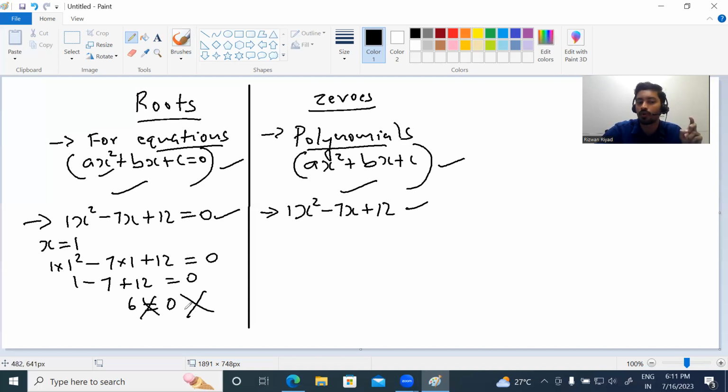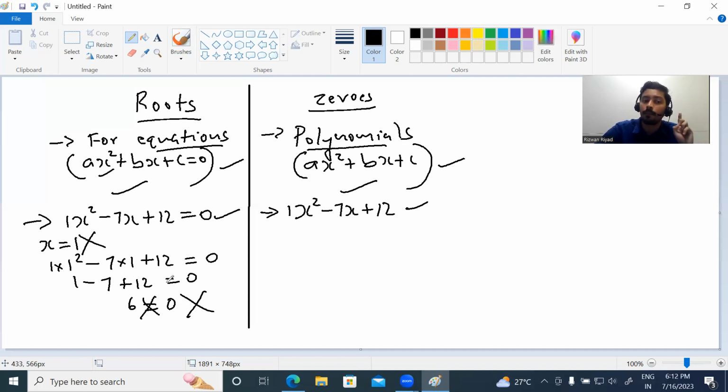But we have reached this situation, 6 equal to 0. This is actually wrong. So we can say that x equal to 1 is not a root, because after putting x equal to 1, you are not getting this equation satisfied. You are reaching a wrong place. So x equal to 1 is not a solution, sorry, solution or root. x equal to 1 is not a root of this equation.